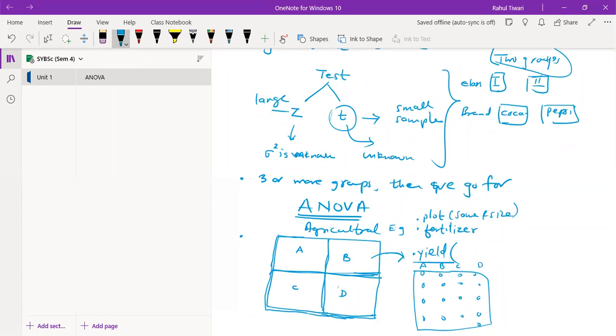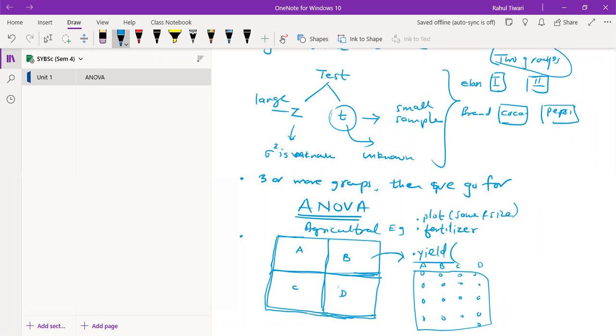If after doing everything I find fertilizer B gives more yield, meaning more quintals of rice, obviously I will go with fertilizer B next time. I'm not going to use fertilizers A, C, D. Getting my point? So how do you decide? That is the question that arises. For that purpose, we need to go by ANOVA.